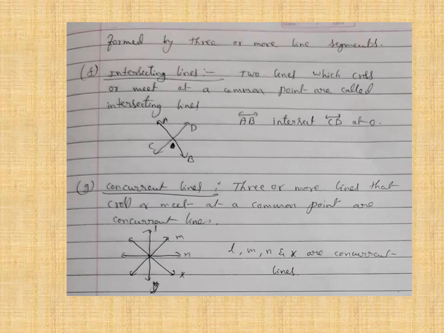They are always equal. Next one is concurrent lines. Three or more lines that cross or meet at a common point are called concurrent lines. Here L, M, N, X are different lines which are meeting at a common point. That's why they are called concurrent lines.